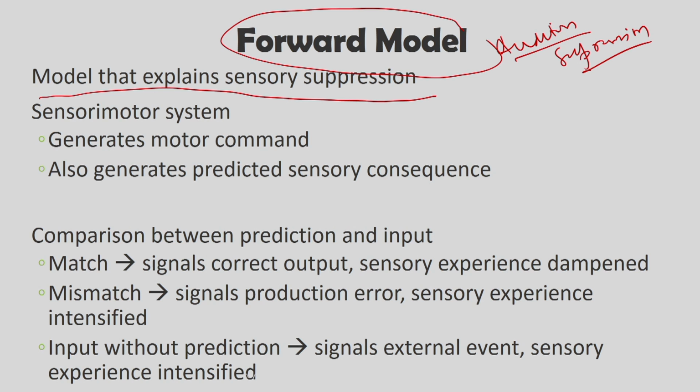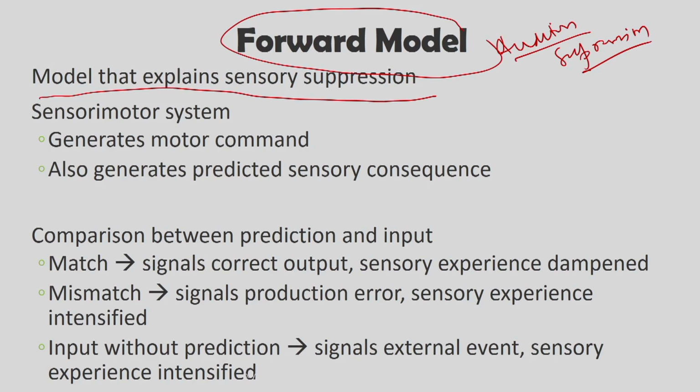So, when a sensory system gives a command for the speech articulators or the speech organs to start talking, it also generates a predictive sensory consequence. It generates a consequence from that particular act of speaking for comparison against the actual sensory input. So, the sensory system not only gives a command to the articulators for producing speech, it also generates a consequence to that speech, and this consequence is compared to the actual sensory input. Now, if the prediction and the input match, the sensory experience is dampened.